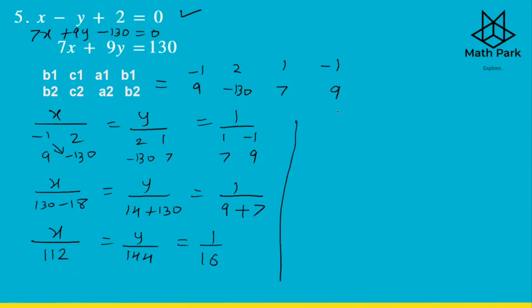So we get x is equal to 112 upon 16, so 112 divided by 16, which is 7, and y is equal to 144 upon 16, 144 divided by 16, which is 9. So we got the value of x as 7 and y as 9.